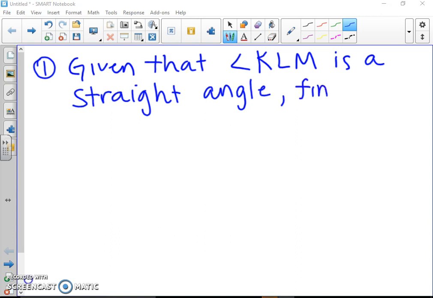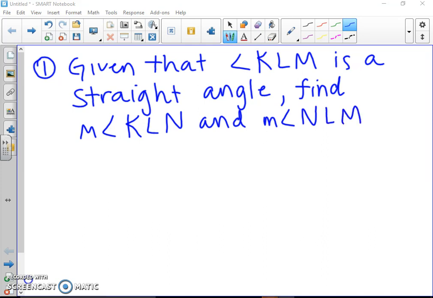Find the measure of angle KLN and the measure of angle NLM. Now what in the world are we talking about? Let's look at a picture. So we have a straight angle, so it's a line.